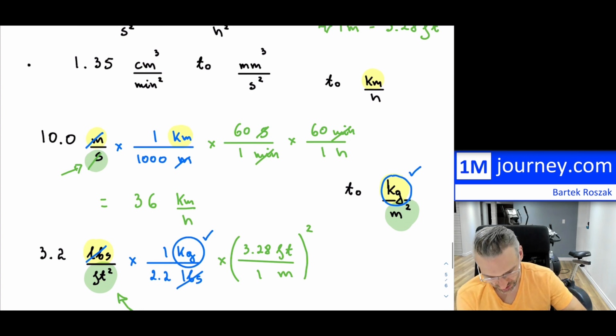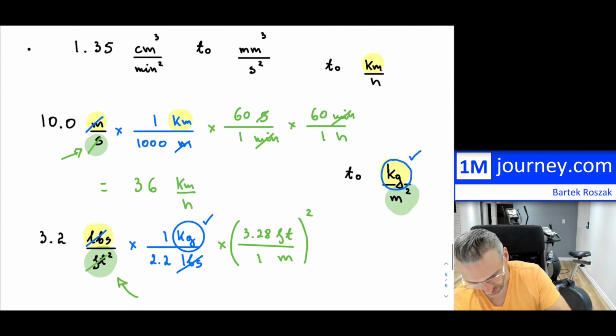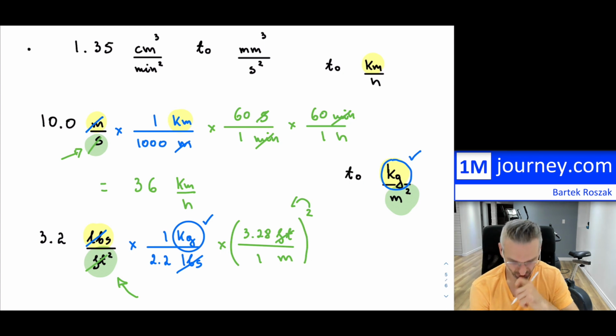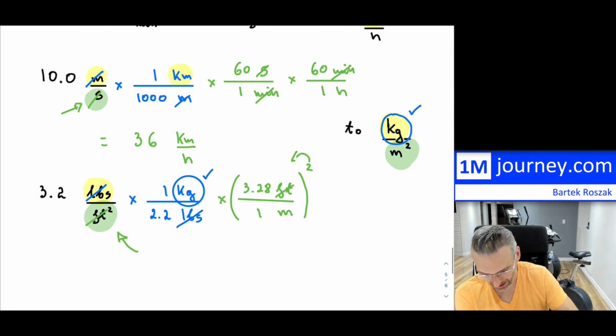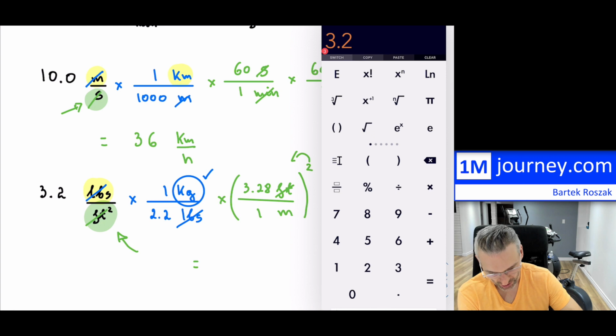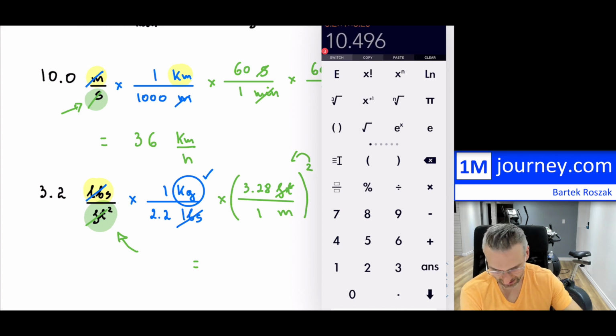So with this squaring, the feet squared will cancel the feet squared, okay? And that square, of course, is going to come into the brackets in there. So now you're going to have everything squared as needed. And from here, you can proceed. So this is going to be 3.2 multiplied by 1, times 3.28. So that's my numerator right there.